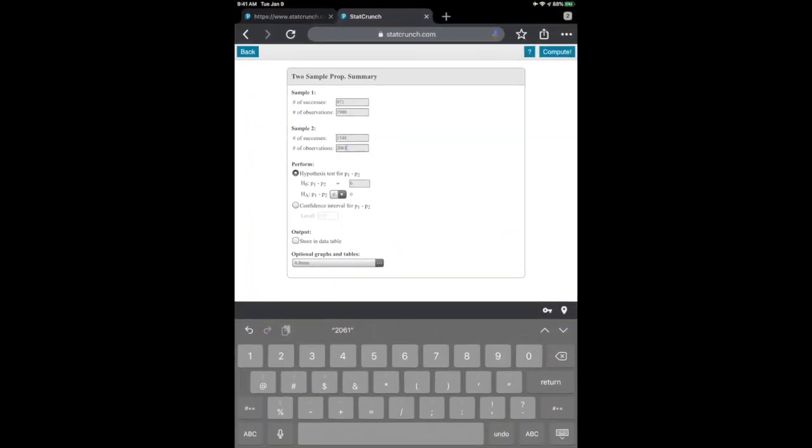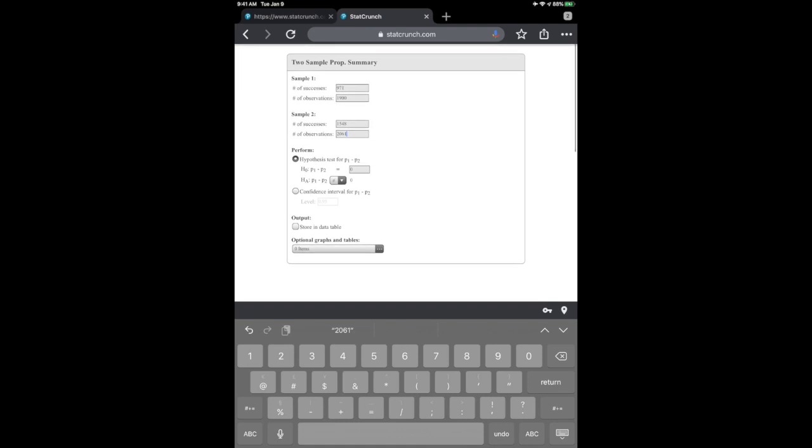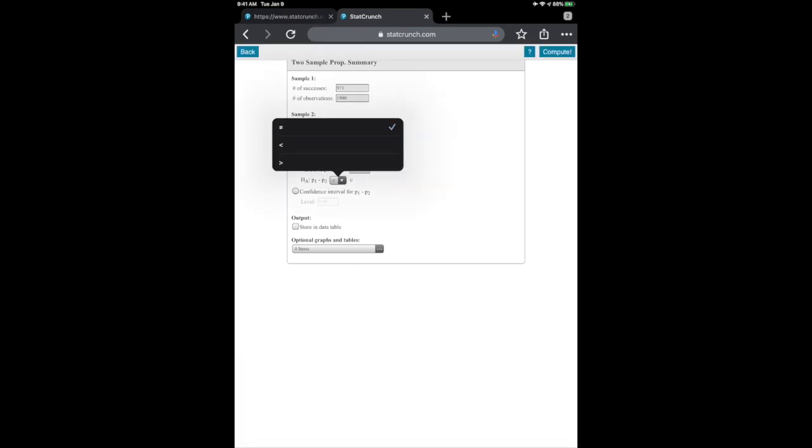Yep. And then under perform, it says hypothesis test. It's already highlighted. We don't need to construct confidence intervals for this, but it has H0. Like I said, for some reason they like having it equal to 0, everything being moved to one side, which is fine. But you see HA, it has it set up with not equal to, but we want less than.